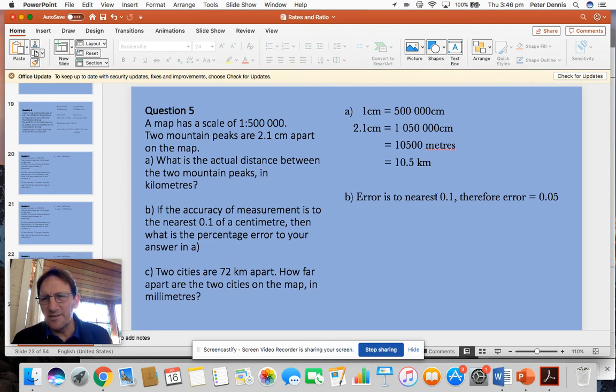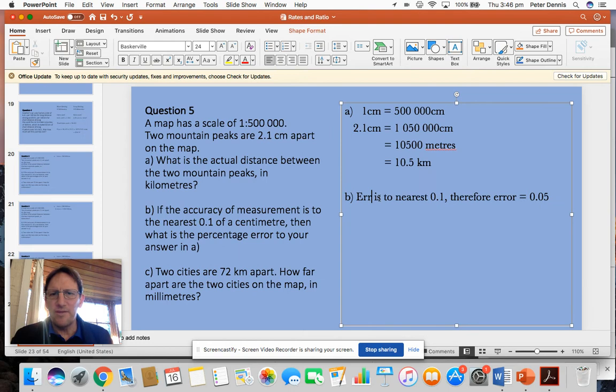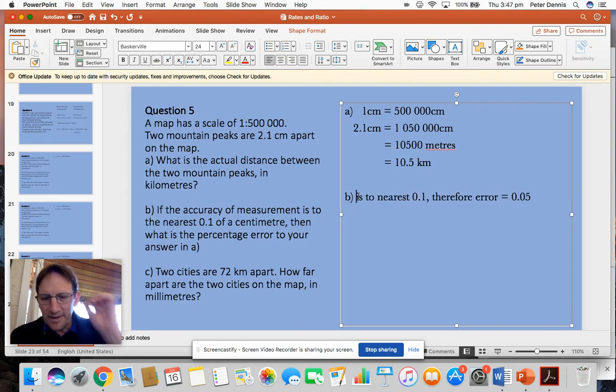The measurement is to the nearest 0.1. I should write that in there. Geez, everything takes it over. That's probably why I had error there in the first place. Okay, so the measure is to the nearest 0.1, therefore the error is 0.05.